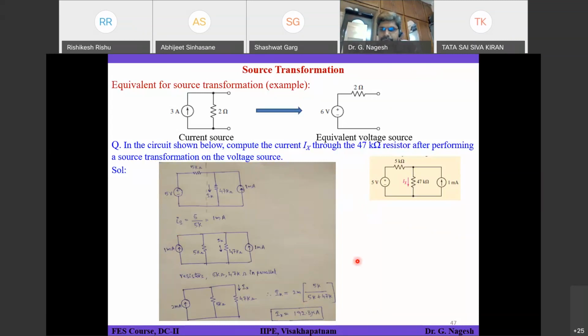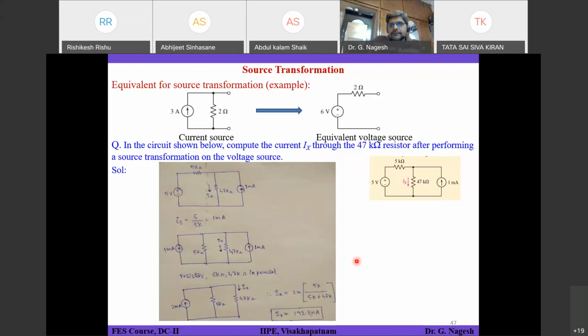Sir, I am feeling that the illustration you gave above should be 3 ampere and 2 ohm, so it is 3 times 2, just 6 volt. Just a 6 volt source should be there and not a 2 ohm resistance.